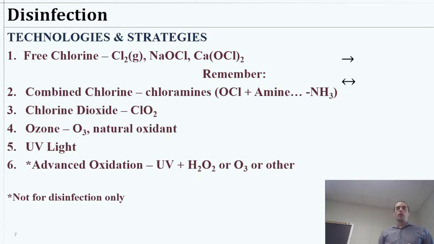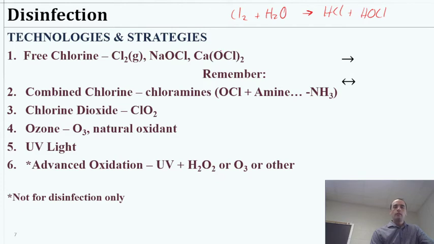So free chlorine is often applied as chlorine gas, which can react with water. So if we do Cl2 plus H2O, we end up getting some HCl, so we add some acid in that sense, and some HOCl. So the HOCl, this is our free chlorine.